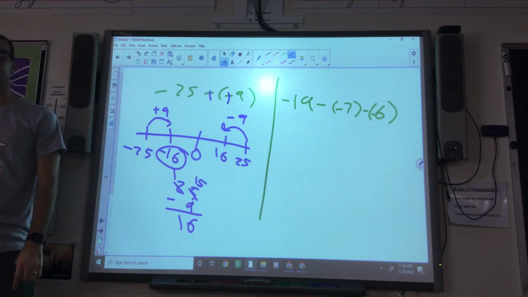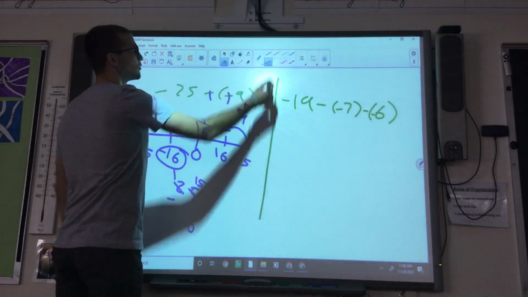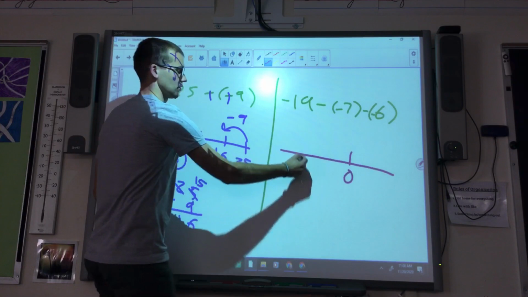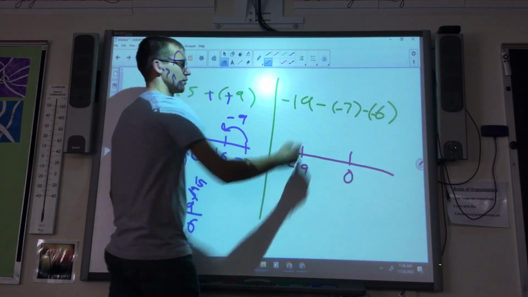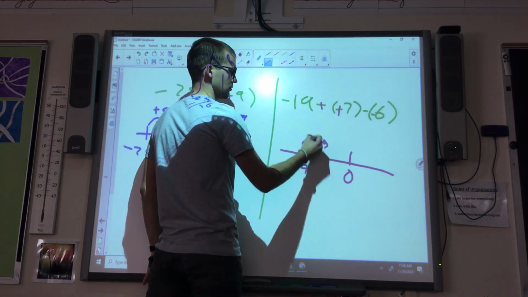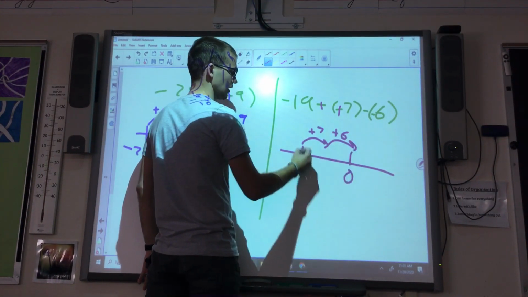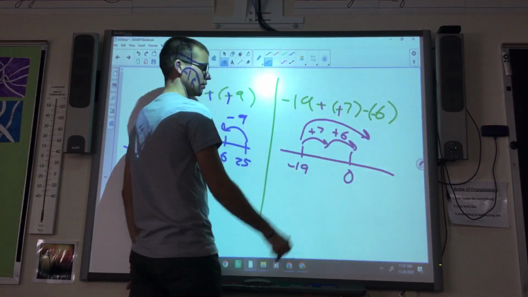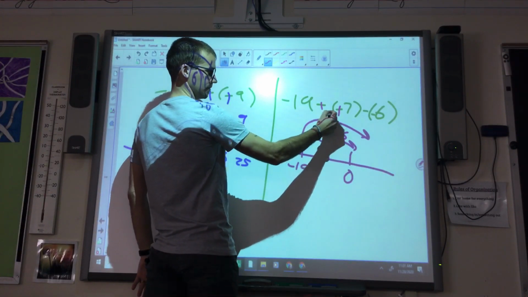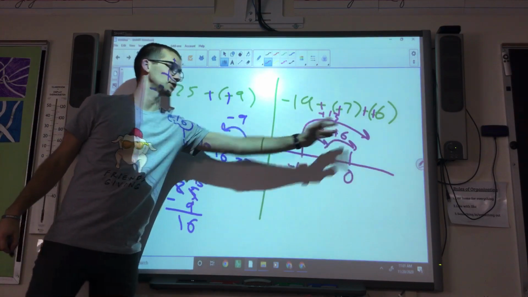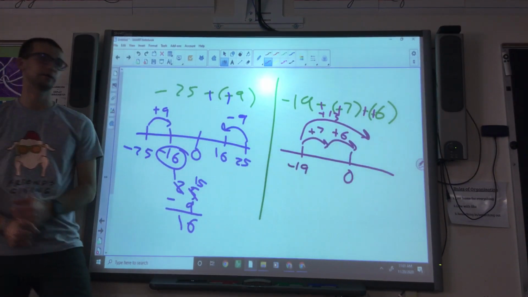Can I do the other one? Go for it. So you make a number line, you start at negative 19, and then you add 7, and then you add 6, that equals 13, and then the answer will be negative this. So you're at how much total? 13. Okay, so negative 19 plus 13 means you're gonna end up at negative 6.